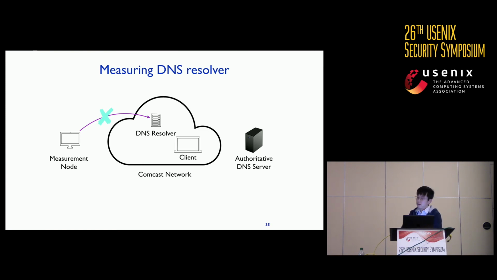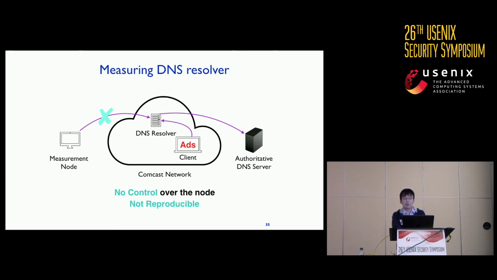So one way that is commonly used is to put up some Google advertisement network that causes the client to browse the website and make a DNS request. But the problem is that you have no control over the client and it's not repeatable. If you want to test on the same node, you just wait until that node sees the ads.